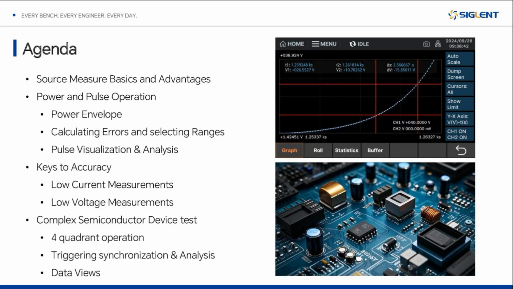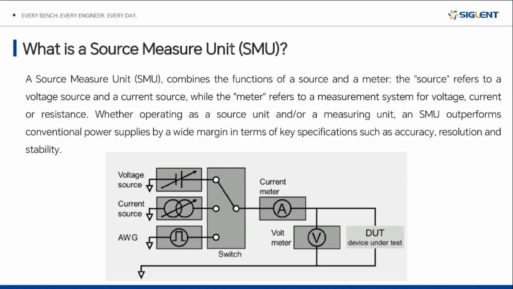Then we'll wrap up with some more complicated semiconductor device work, how four-quadrant operation among these sort of instruments impacts your measurements, how triggering synchronization can help you make certain measurements, and different ways to view and analyze this data. So that's what we're going to talk about today. We're really going to start pretty basic with what is a source measure unit and how we are using these today.